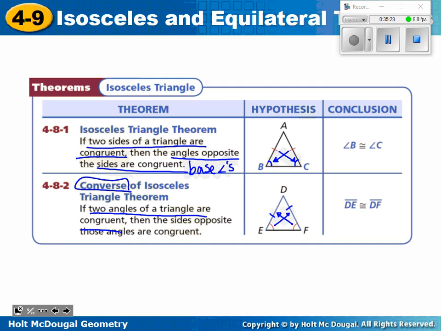Okay, so the isosceles triangle theorem starts with you know it's isosceles: the base angles are congruent. The converse says you don't know it's isosceles, but you have congruent base angles, so it must be isosceles. The sides must be congruent. Everybody good with this? All right, this is super important.